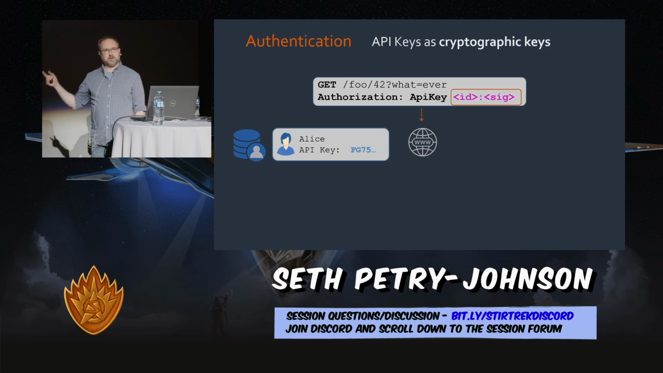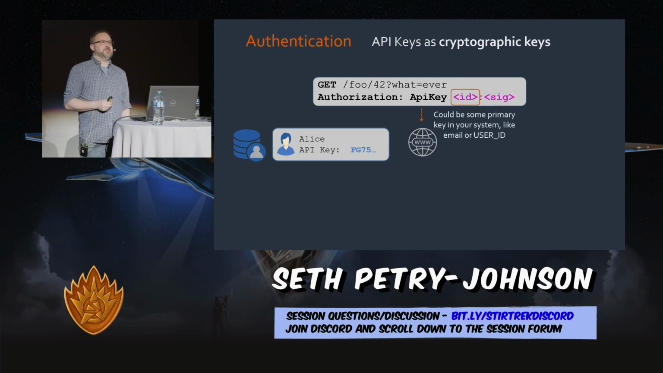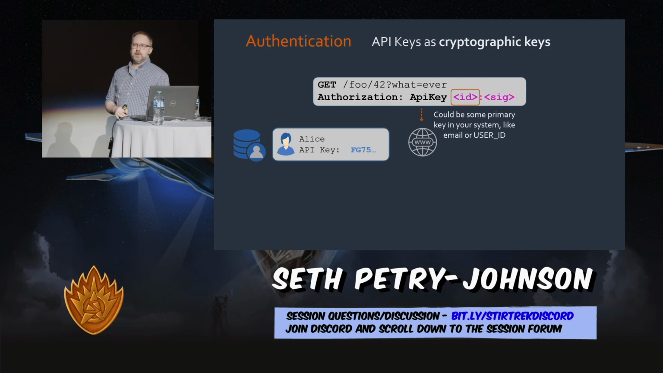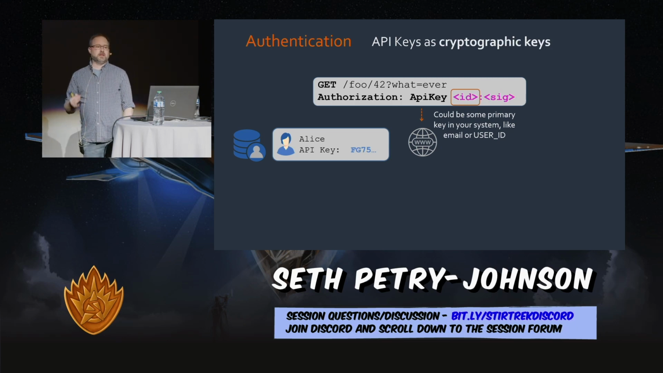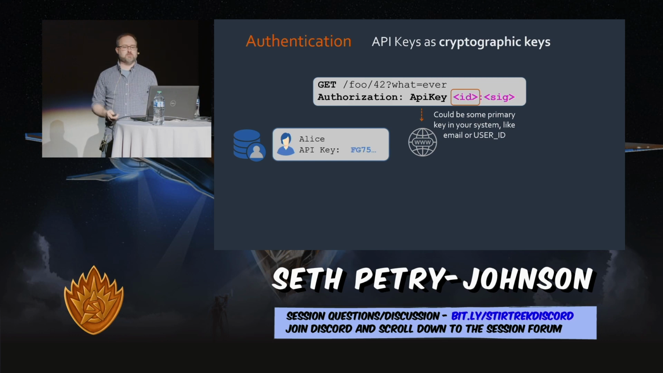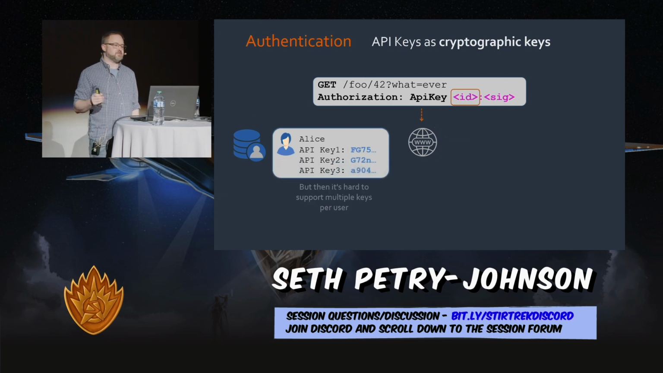This is very similar to basic auth, which works in very much the same way. So what should we use as the ID? You could use some primary key from your user database, like an email address or a user ID or a username or whatever uniquely identifies someone in your system. And that works fine unless you want to allow people to create multiple API keys.